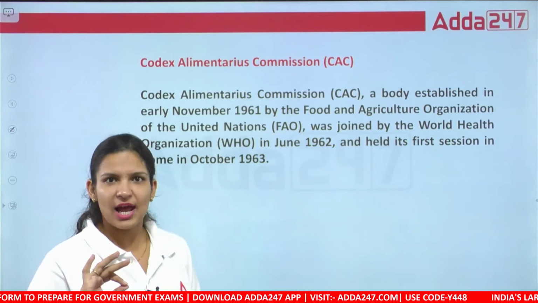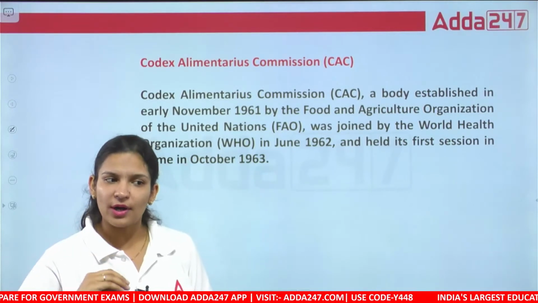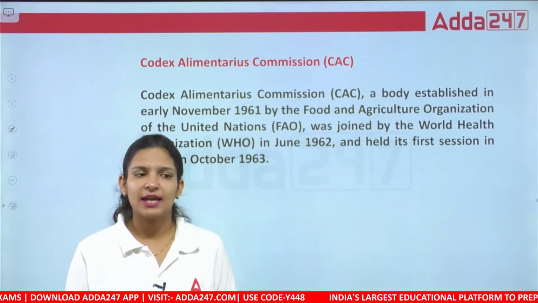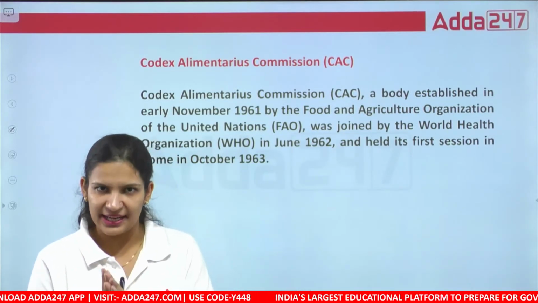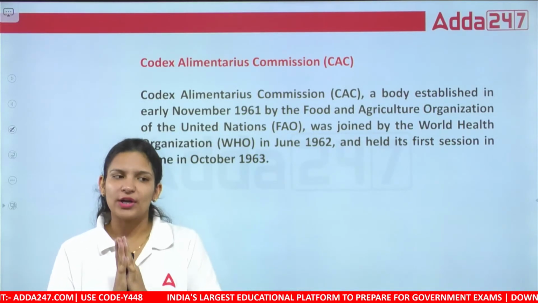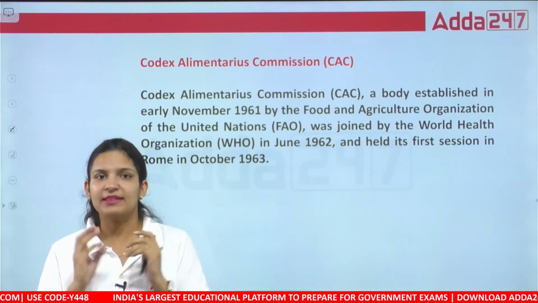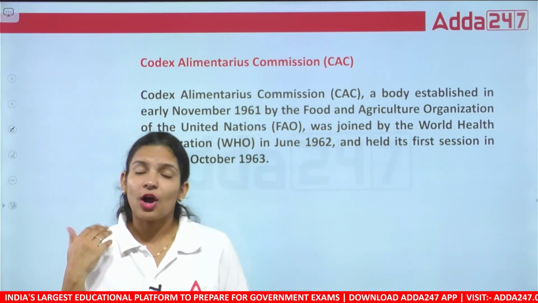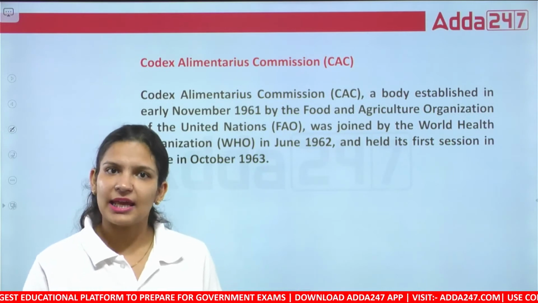Now, what is Codex Alimentarius Commission? The commission is the body which is making those rules. Alimentarius kya hai? It's a list of guidelines. These guidelines or the list have been made by a body, an institution, and that is the Codex Alimentarius Commission. The short form of it is known as CAC.